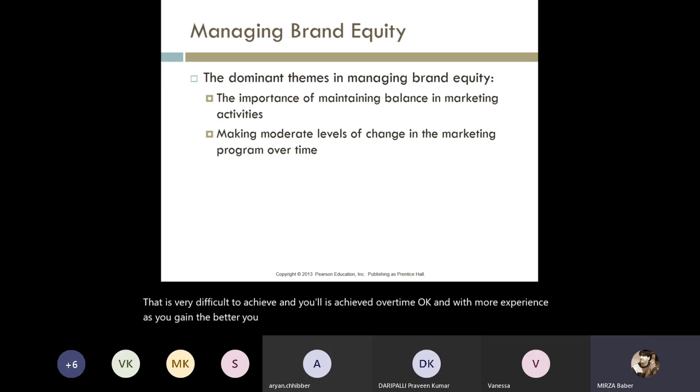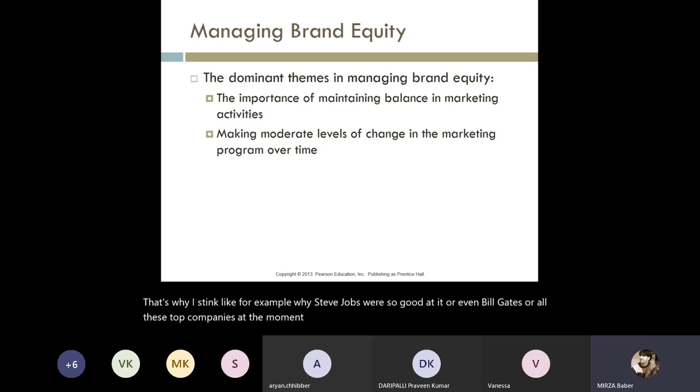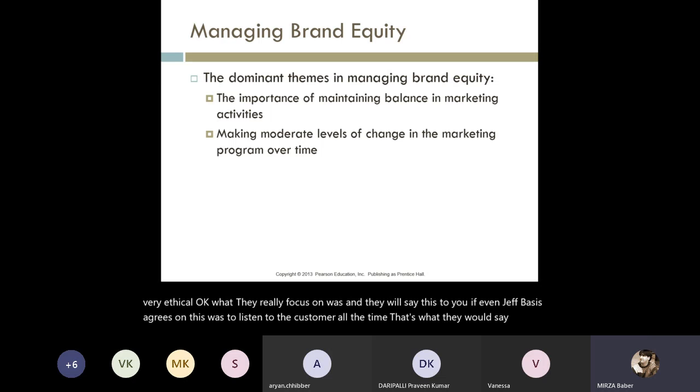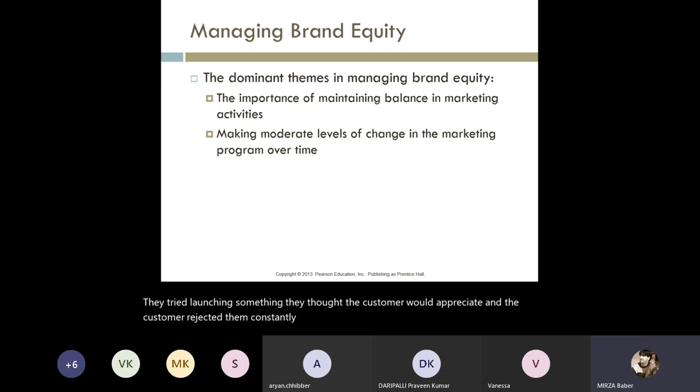That's why I think, for example, Steve Jobs was so good at it, or even Bill Gates, or all these top companies at the moment, like Jeff Bezos. They didn't achieve all of the success by being very ethical. What they really focused on, and they'll say this to you, even Jeff Bezos agrees on this, was to listen to the customer all the time. The fight was to listen to the customer the best way possible. And most of the time, they weren't successful. They tried launching something they thought the customer would appreciate, and the customer rejected them constantly. And then all of a sudden, one product they like, out of 20.